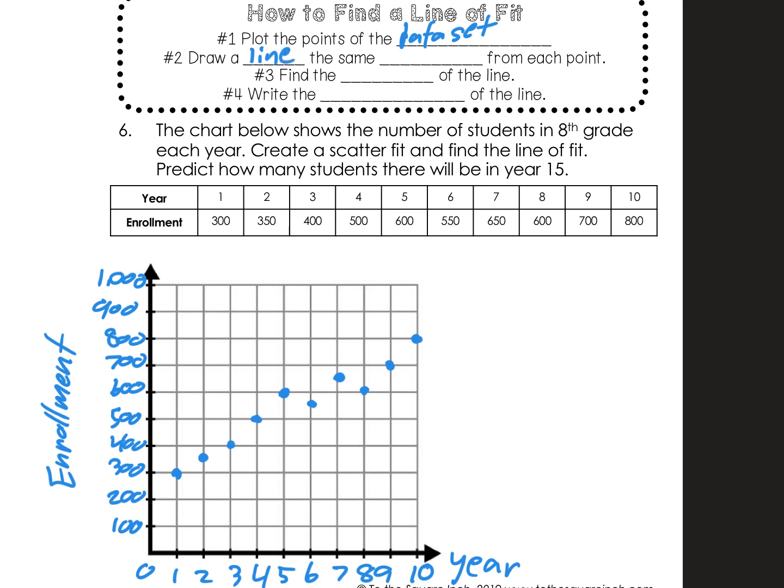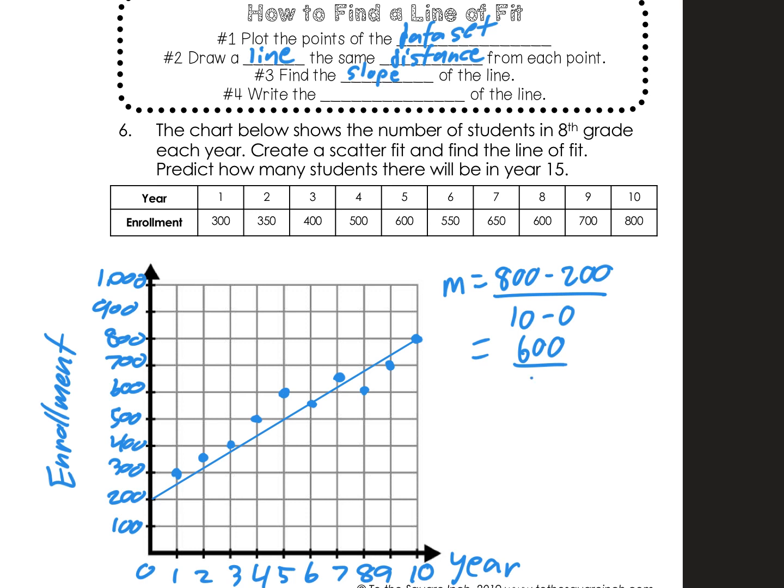Now we want to draw a line the same distance from each point. So let's add our trend line. Then we're going to find the slope of the line. So m is equal to y2 minus y1 over x2 minus x1. In this case, we're going to use 800 minus 200 and 10 minus 0 to get a slope of 600 over 10, which is 60.